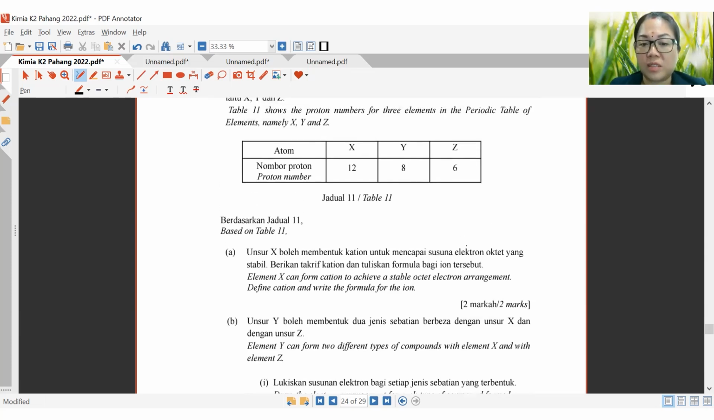Define cation. Cation is an ion which is positively charged. Okay, so cation is a positively charged ion. And then he wants what? Write the formula for the ion for X. So X is 2.8.2. So X2+. When you see this type of table, you always attack the table by writing down all the electron arrangement first. If you want to be safe, this is what you should do. All right, that's for 2 marks.